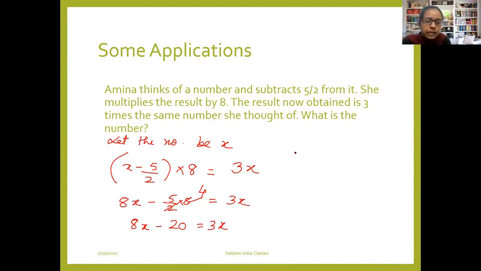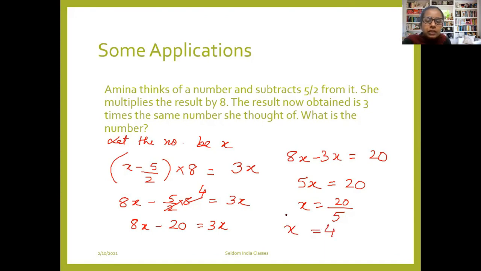Moving the x term to the left hand side and the numbers to the right hand side. So 20 sign will change to positive and 3x sign will change to negative. So 5x equals 20, and x equals 20 by 5, that is equal to 4. This is the solution.